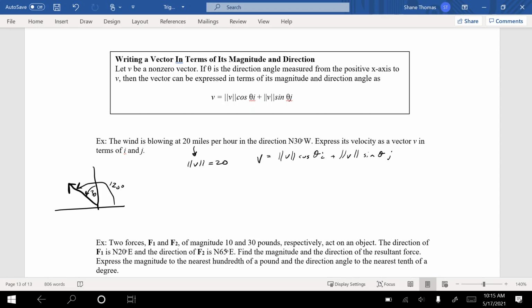Okay? Plug in what we know. We got a magnitude of 20. We have the cosine of what angle do we just find this vector was at? 120. We have 20 cosine of 120, and then i plus 20 sine of 120 j.